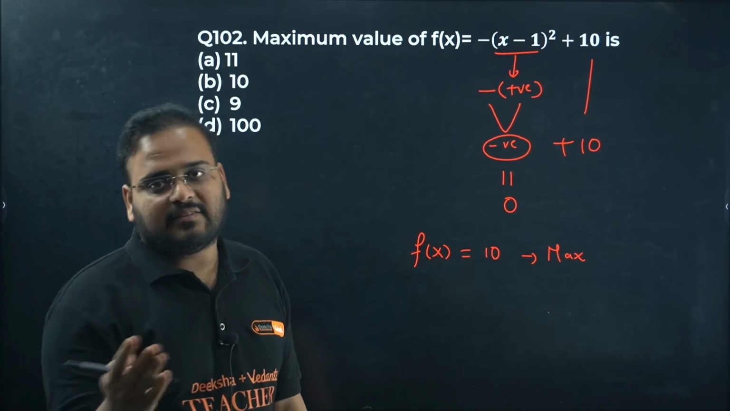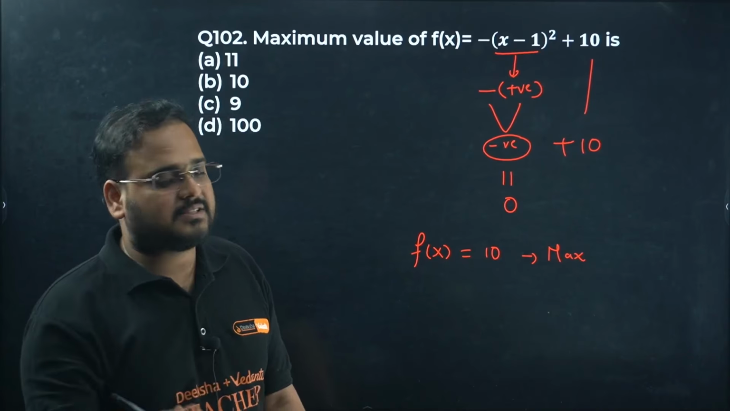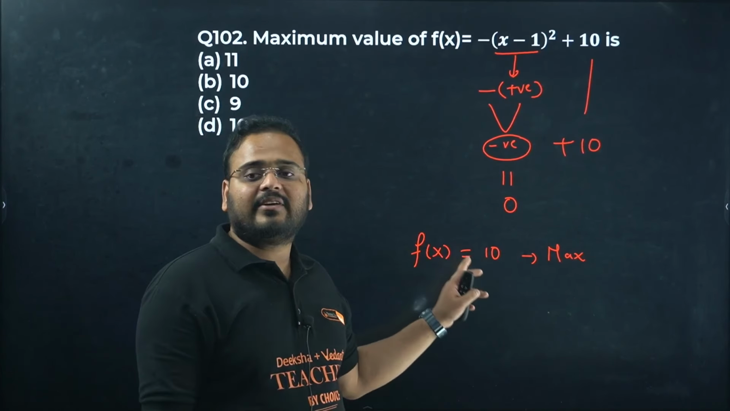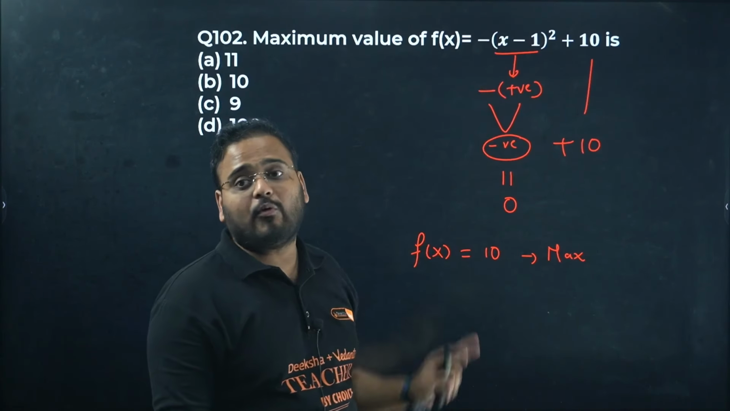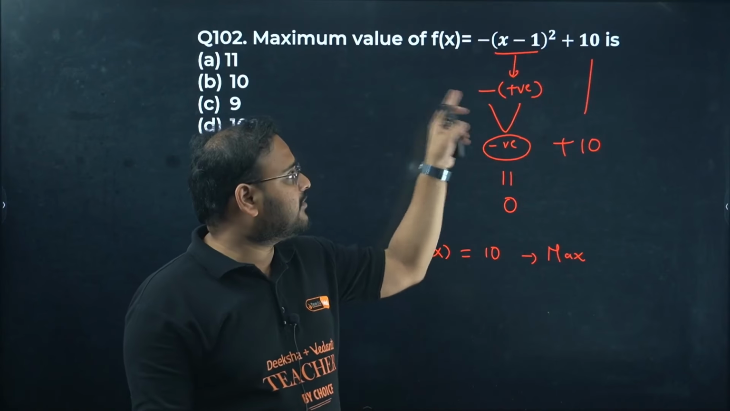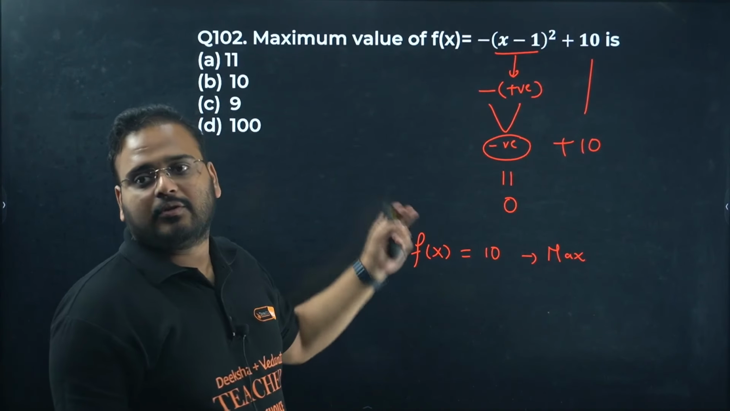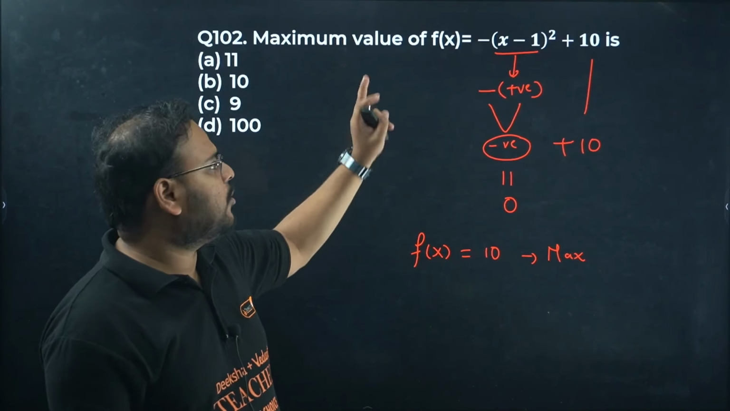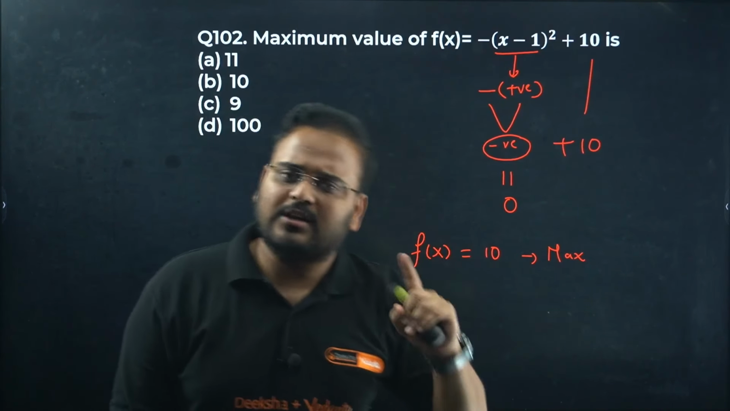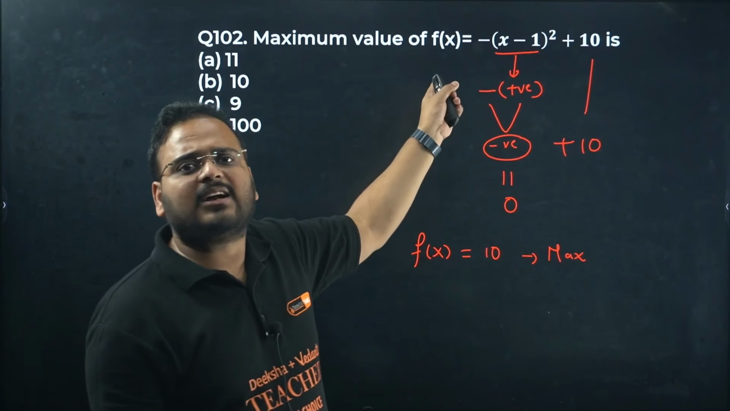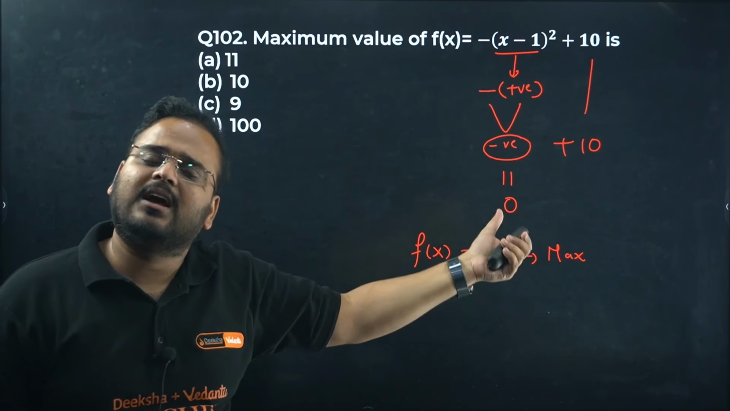You can solve it using the derivative, but you can use logic and get the result faster. f of x max will occur when this whole thing is 0, when x is 1. When x is 1, this whole thing will be 0. Answer will be 10. Anything else you put, try to put 2. 2 minus 1 is 1. Square of that will become 1. There's a minus sign outside, so minus 1. It becomes 10 minus 1, 9.